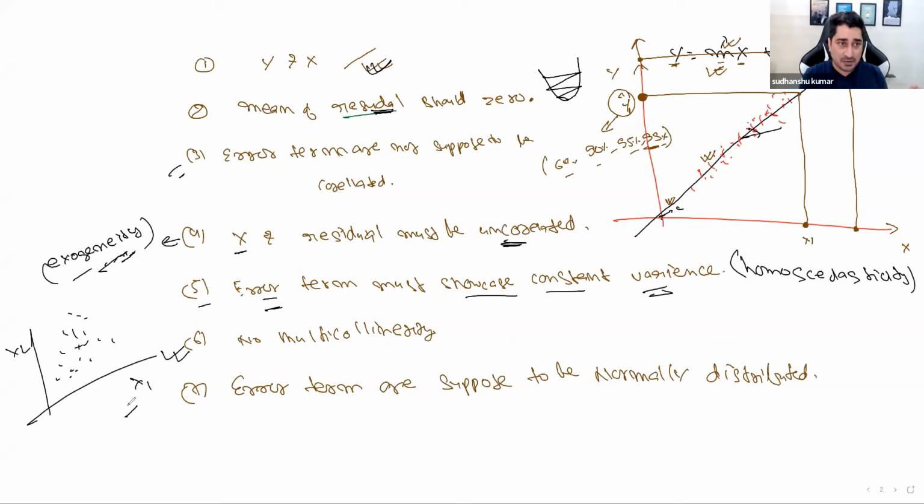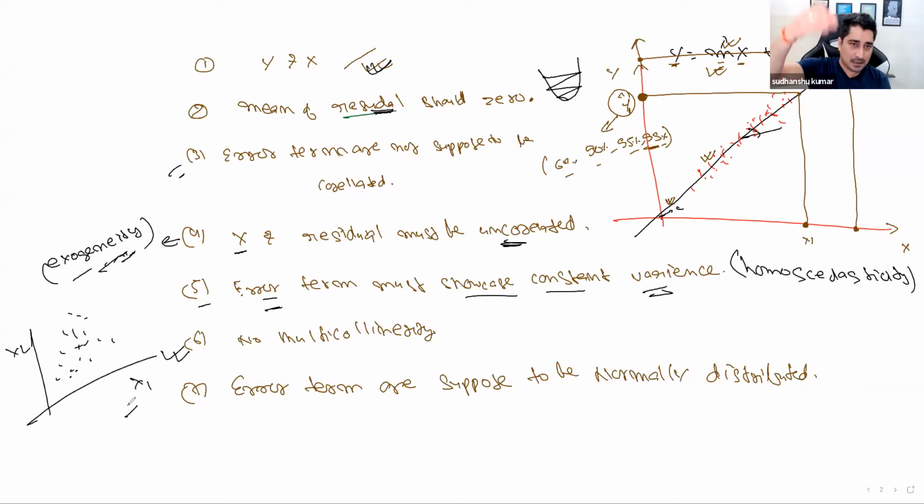So exogeneity is related to the residual. There should not be any kind of relationship between residuals and the X values. Again, what is homoscedasticity? The error term should showcase a constant variance. That is called homoscedasticity. There should not be any kind of multicollinearity. So what is multicollinearity? A relationship between X and X itself. That is called multicollinearity.